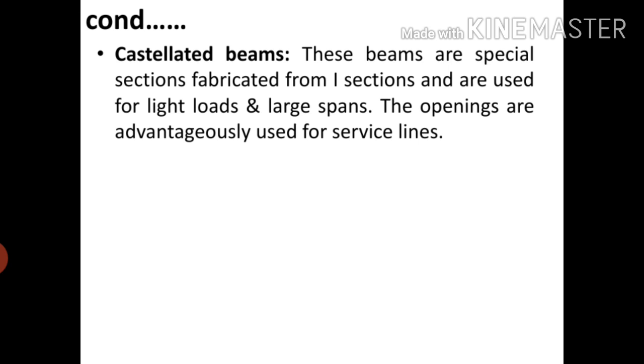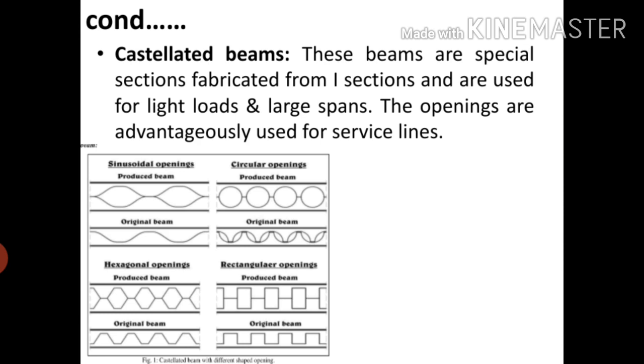Next, castellated beams. So this is also one type of beam. So what are castellated beams? These beams are special sections fabricated from I sections and are used for light loads and large spans. The openings are advantageously used for service lines. Let us look at this figure.